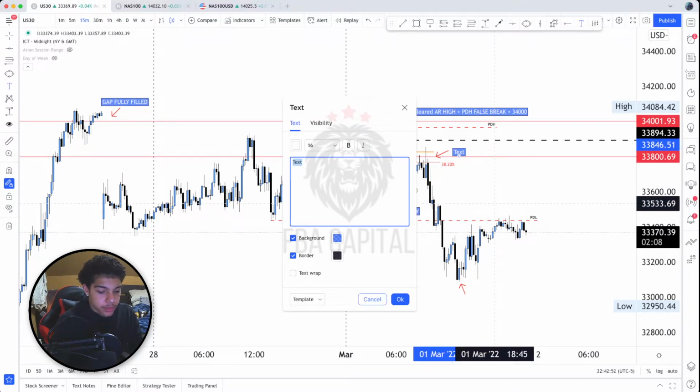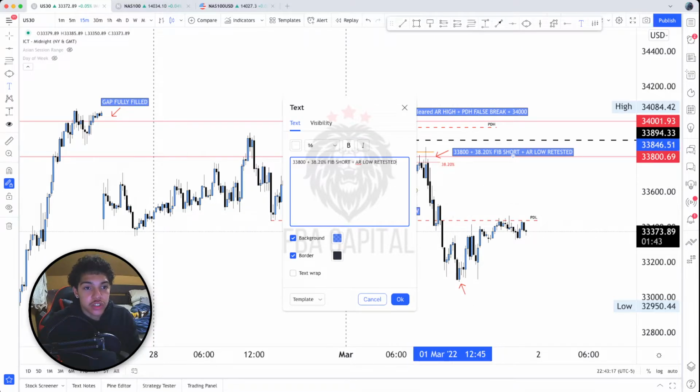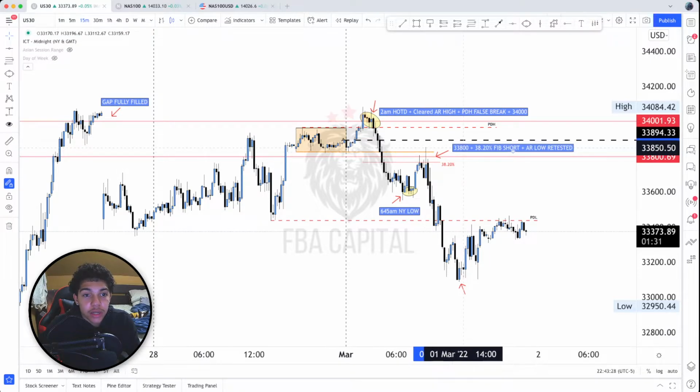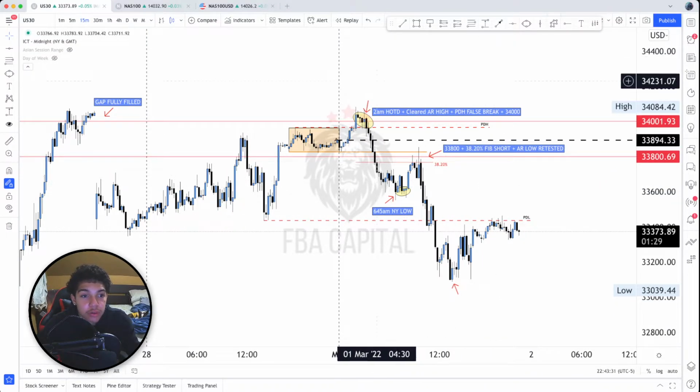So we have 33,800 rejection, plus we had 38.20% fib short, along with the Asian range low retested. I cannot type today. The Asian range low retested. So we have 1, 2, 3 confirmations as of right now. We didn't have the fib level we would ideally want to see, but nonetheless, the continuation is an indication that price is in a strong trend.